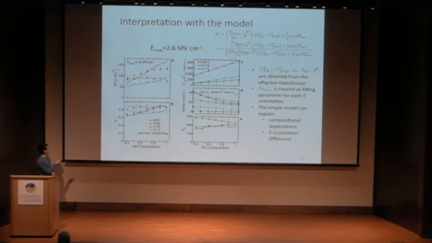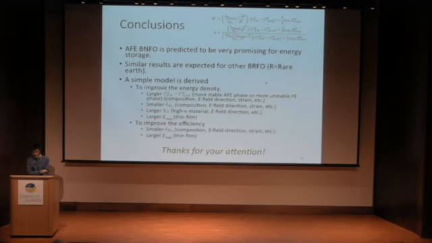For the 110 field, it has a weak dependence on composition because the delta U slightly increases with the composition and the delta EC slightly decreases, but this dielectric susceptibility decreases, so there's a compensation effect. The other cases can also be explained in a similar way. So in summary, we have predicted the antiferro BFO is very promising for energy storage, and we also expect qualitatively similar results from other BFO systems.